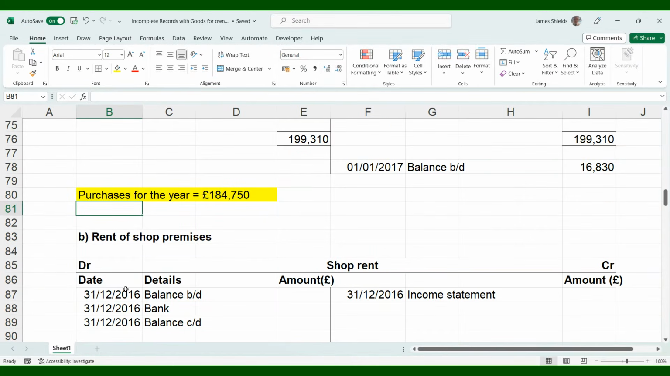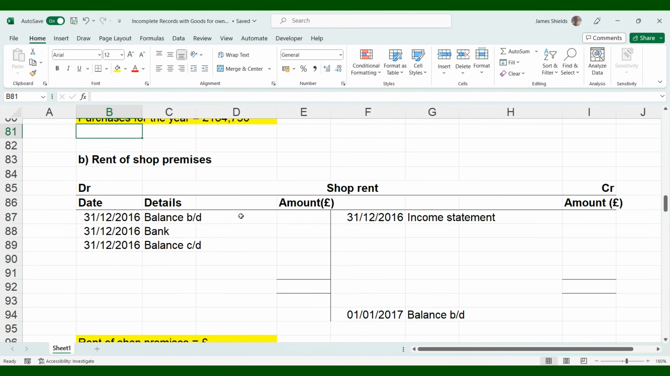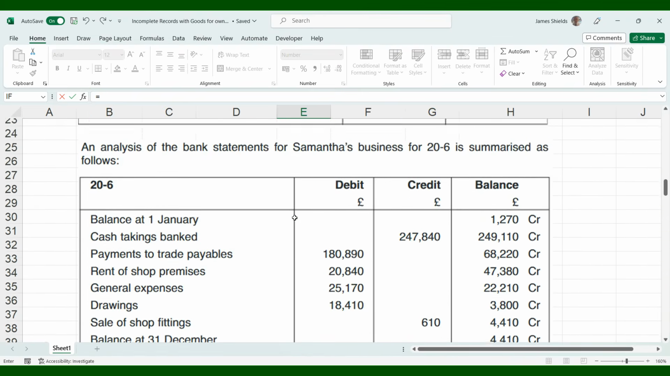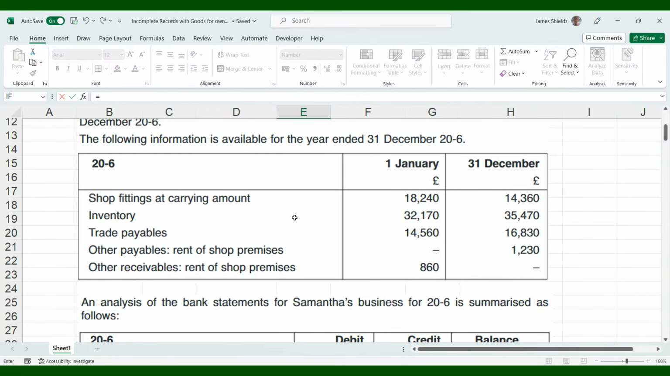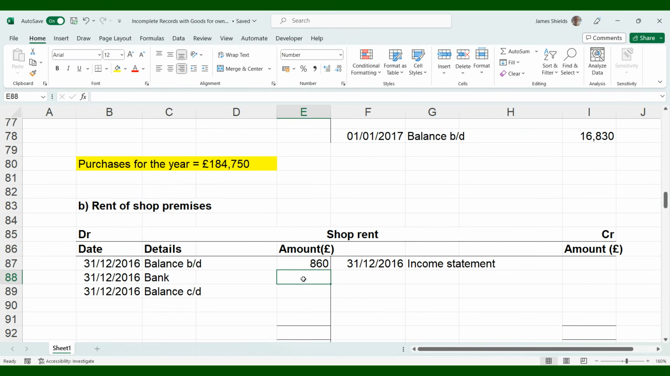Right, rent of shop premises now. So again, I've done the T account for us. I've got balance brought down. So let's go to my initial balances at the beginning of the year. Balance brought down on the rent account. So shop rent, balance brought down, 1st of January, I've got £860 here. Other receivables, it's an asset, so it's on the debit side. It's £860.